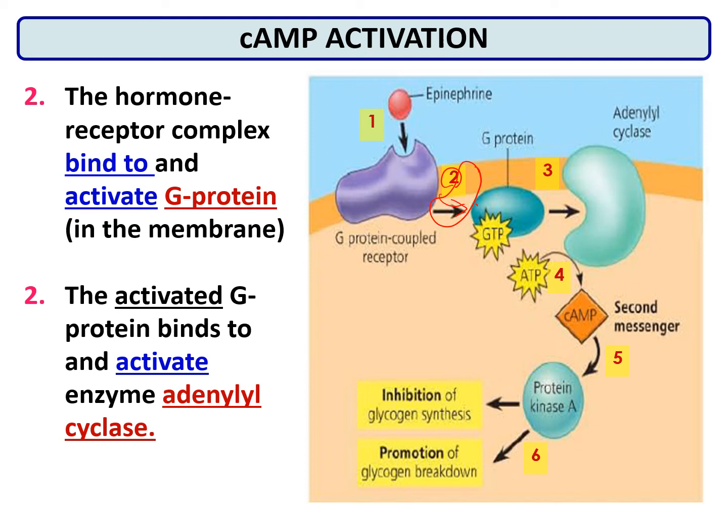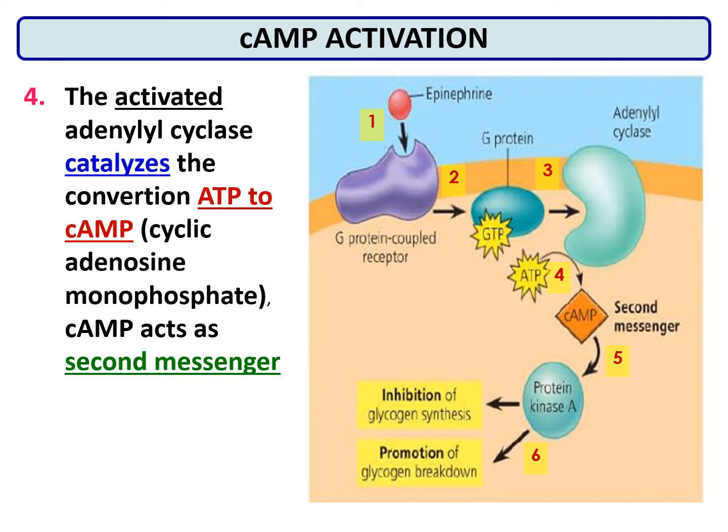So then the activated G protein will bind to and activate. Mesti kena ada perkataan ni, will bind to and activate the adenylyl cyclase. Activated G protein will bind to the adenylyl cyclase and activate the adenylyl cyclase. So what happened to adenylyl cyclase? The activated adenylyl cyclase will catalyze the conversion of ATP to cAMP.